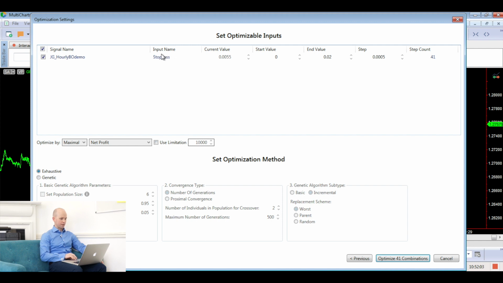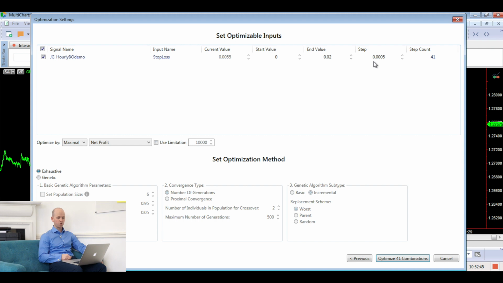now you can see the input name. I named it stop loss, obviously, and we've got a start value of 0, so it starts from having no stop loss whatsoever, and an end value of 0.02. Now 0.02 might look a strange number, but that actually equates to 200 pips, because we're dealing in Forex here. The step of 0.0005 is simply 5 pips. So what we're doing is going from 0, then a stop loss of 5 pips, test that, 10 pips, test that, all the way through to 200.